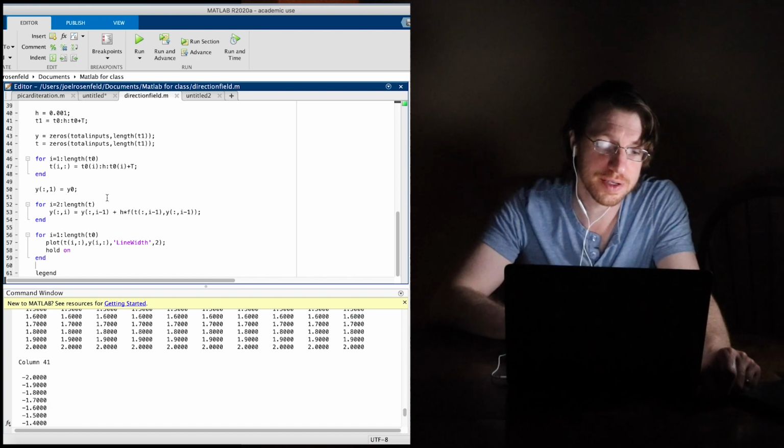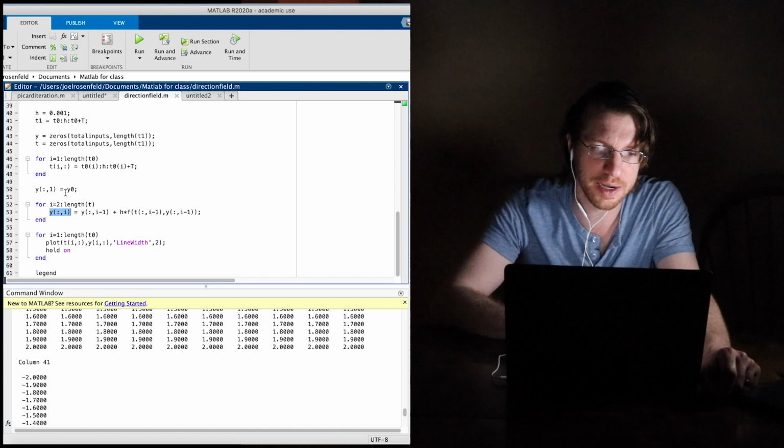So in any case, let's go ahead and take a look. This is basically running Euler's method. You can see here it takes the initial point, and then it goes to the next point by looking at the previous point.